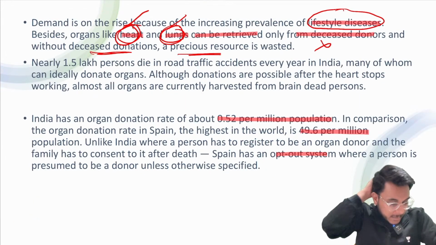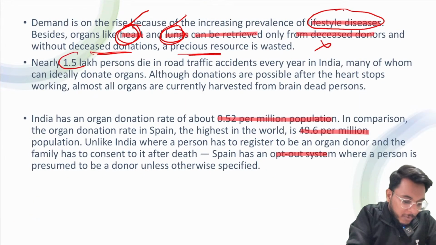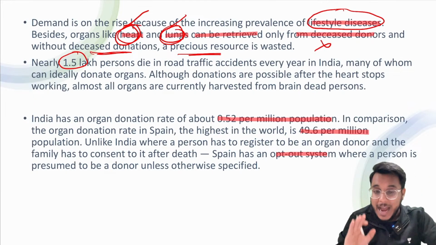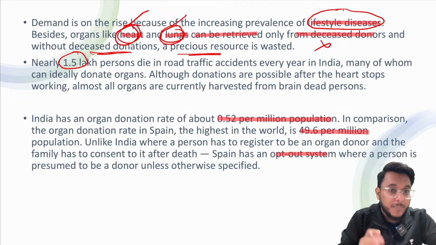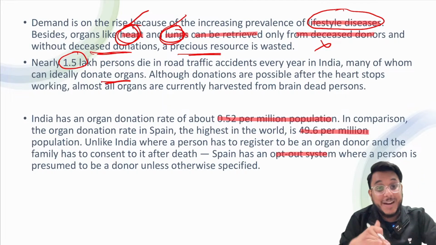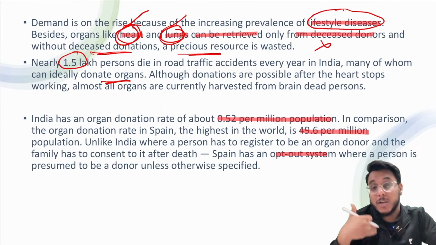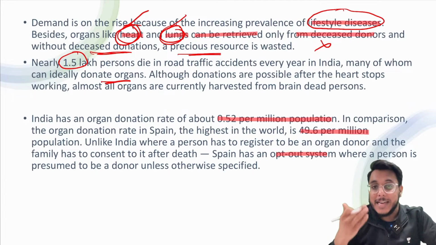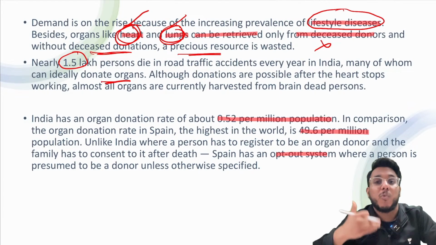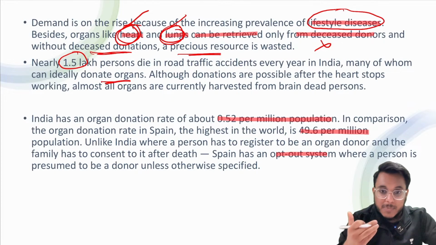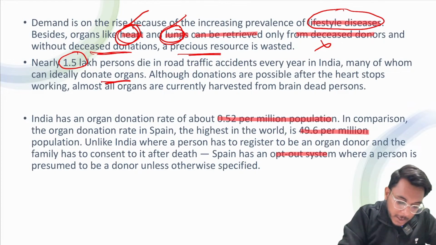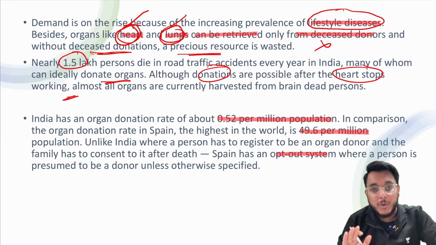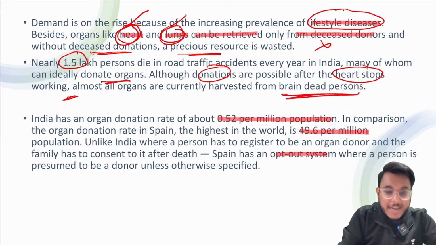Now, in this direction, guys, around 1.5 lakh people die every year in road accidents. Many of those who die could donate organs, but the organ donation is not carried out by their family members, or the people themselves have not given consent for organ donation for when they die. It has been provided that donations are possible after the heart stops working. But in India, most of the organ donations that are done are from brain dead people.